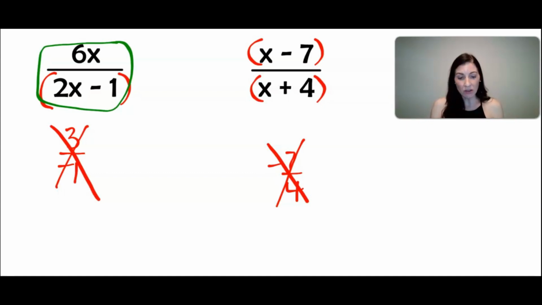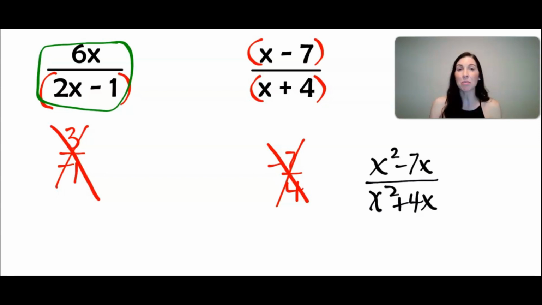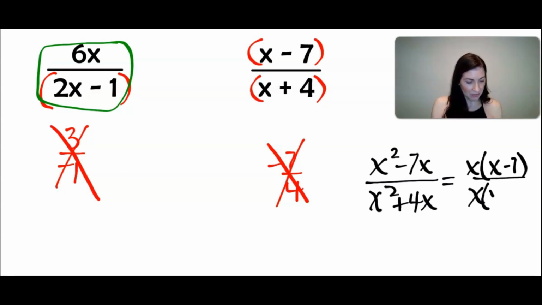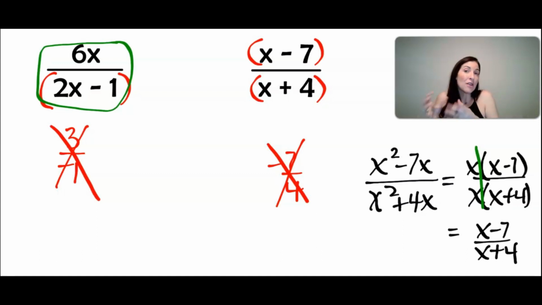So when could you cancel the x's? I would say if you had a problem such as, let's say if it was x squared minus 7x over x squared plus 4x. Let's say this was the problem instead. Well, you could then factor out an x from the numerator and factor out an x from the denominator. And you know what? Now you can cancel out those x's because they are being multiplied to those other factors. And then this would simplify to x minus 7 over x plus 4. So if you can factor out a term and then cancel those factors, then you could simplify further.